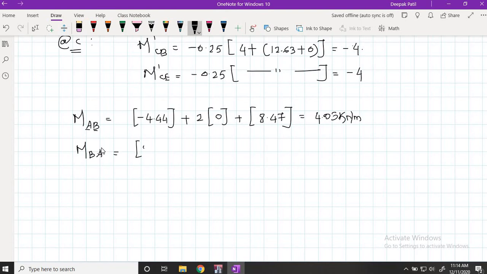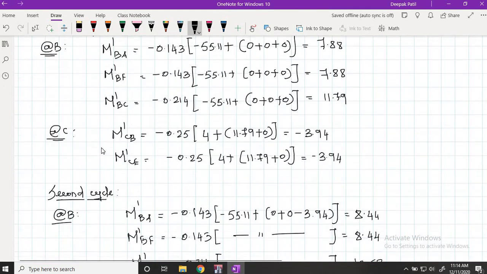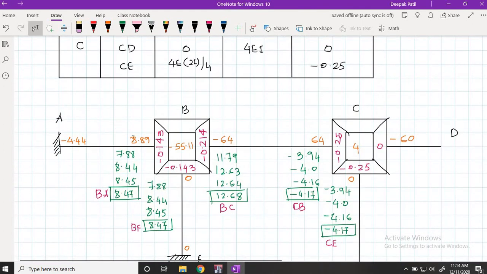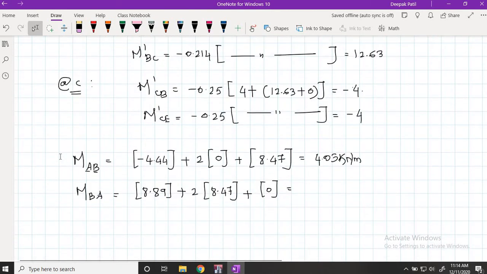Now coming to MBA, the corresponding fixed end moment is 8.89, plus 2 times the near end rotation contribution, which is 8.47, plus 1 time the far end rotation contribution, which is 0. You can see when you start writing for BA, the fixed end moment is 8.89, 2 times near end rotation contribution is this 8.47 you have to take, plus 1 time the far end rotation contribution, that of A, is 0 because it's a fixed support. This comes out to be 25.83 kilonewton meter.